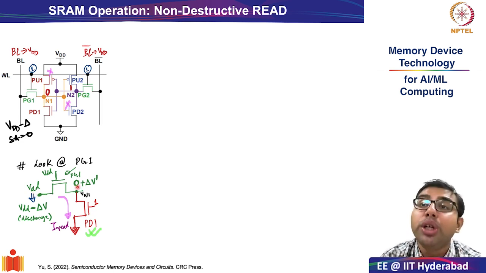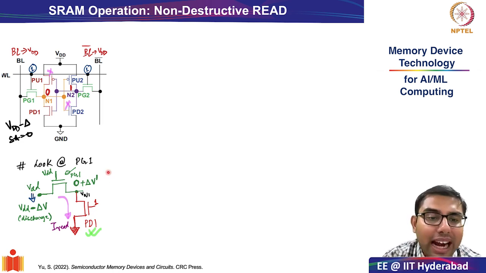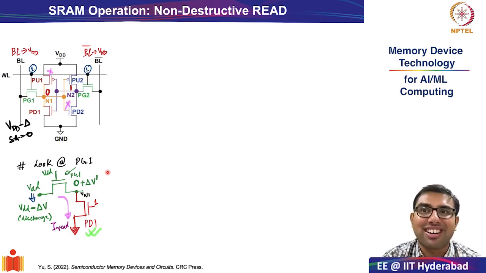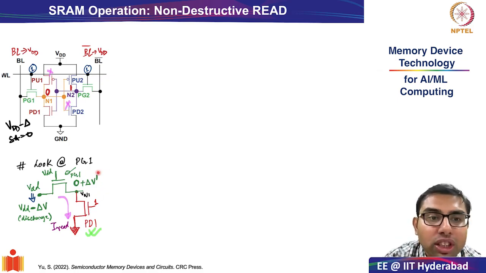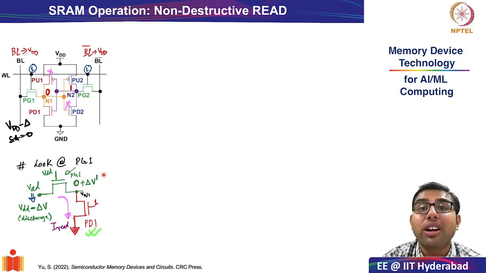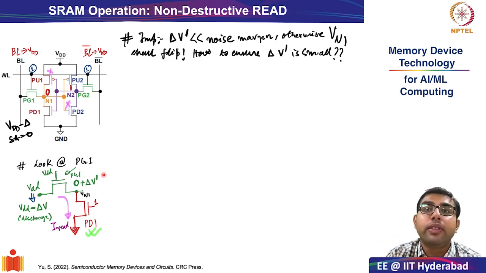Okay, what do you think should be the condition that you have a non-destructive read? It doesn't look like it is an absolute non-destructive read. Why is it not an absolute non-destructive read? Because for a small fraction of time, or for a small transient, the value of internal node N1 is not always at 0. It is becoming 0 plus delta V dash. But to ensure non-destructive read, at least we can make sure that delta V dash is very, very tiny. And what is the definition of tiny? As we have seen, it should be much lesser than the noise margin of your SRAM cell.